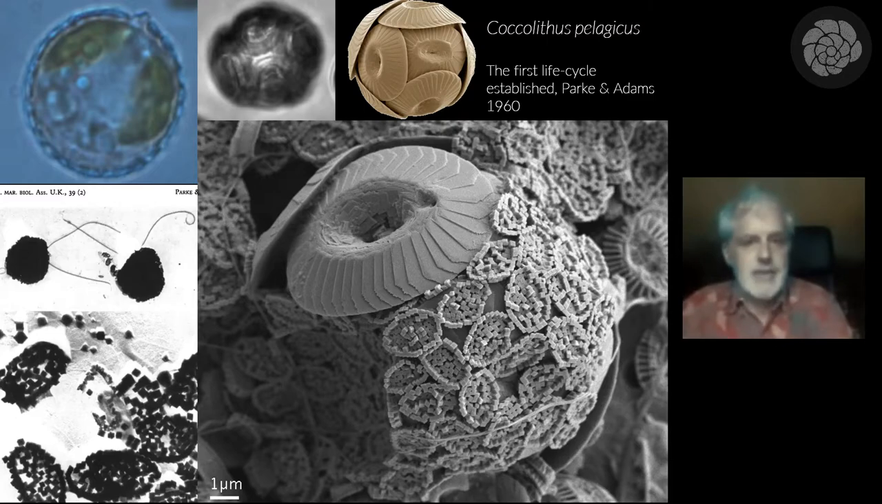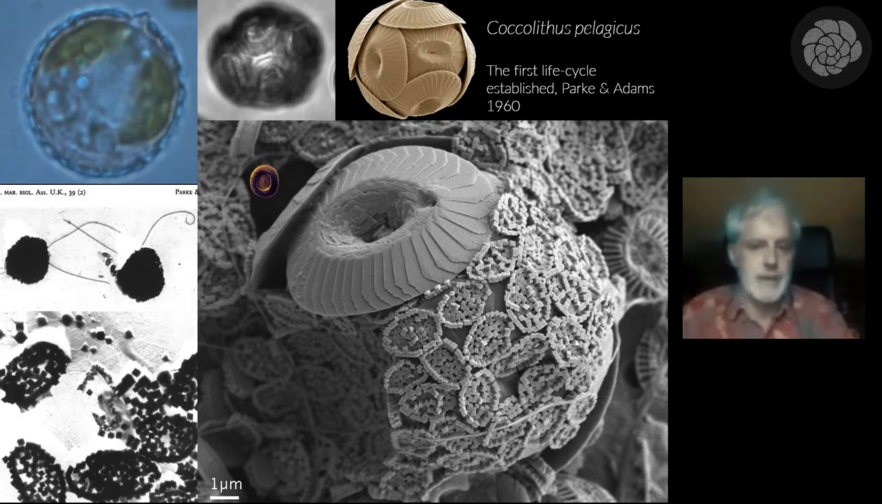It wasn't any contamination. It's the same organism, which can undergo a change in its life cycle and produce a different type of cell. In this case, it also swims. You can see the flagella here. It has a motile phase of the life cycle, which produces holococcoliths, as opposed to a non-motile form, which forms heterococcoliths.